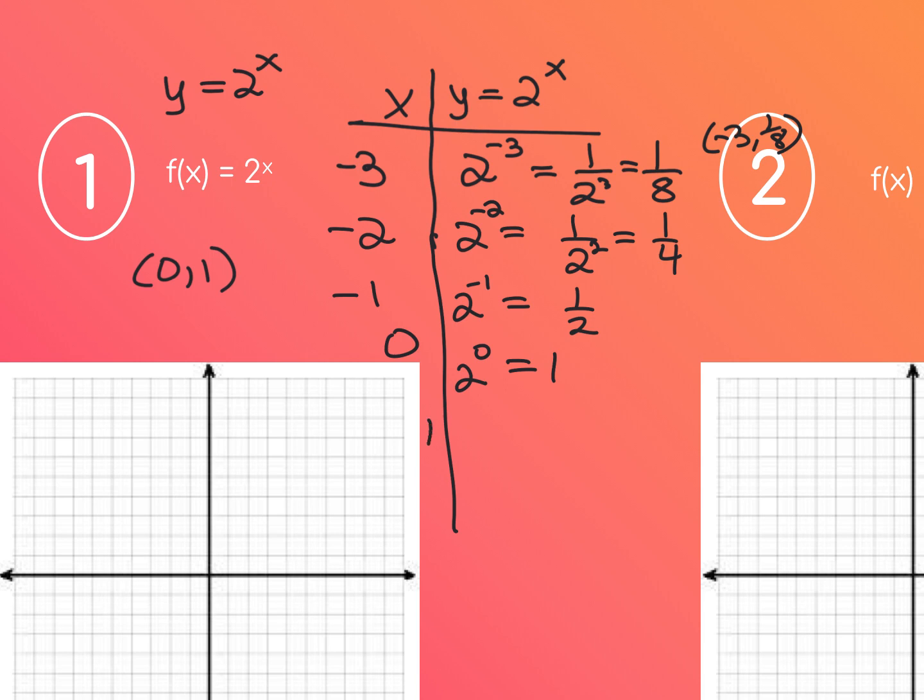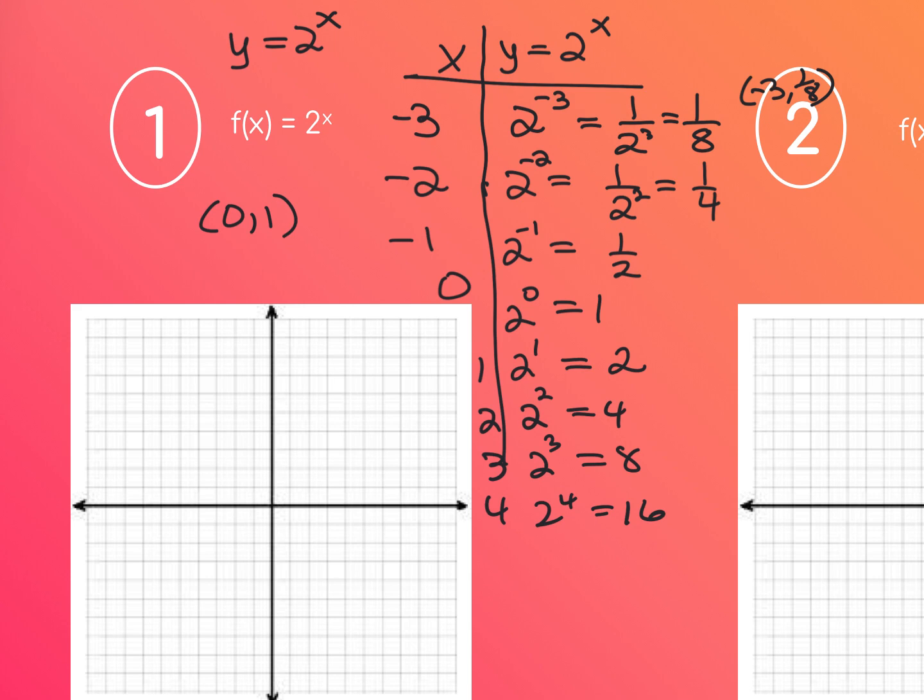Then if I plug in +1, 2 to the first power is +2. If I plug in 2, 2 squared is 4. If I plug in 3, 2 to the third power is 8, and so on. And I could keep doing this and get a whole bunch of ordered pairs. Now, notice as my x's are increasing slowly, they're slowly going to infinity. However, my y values are getting to infinity a lot faster. So these are all approaching infinity.